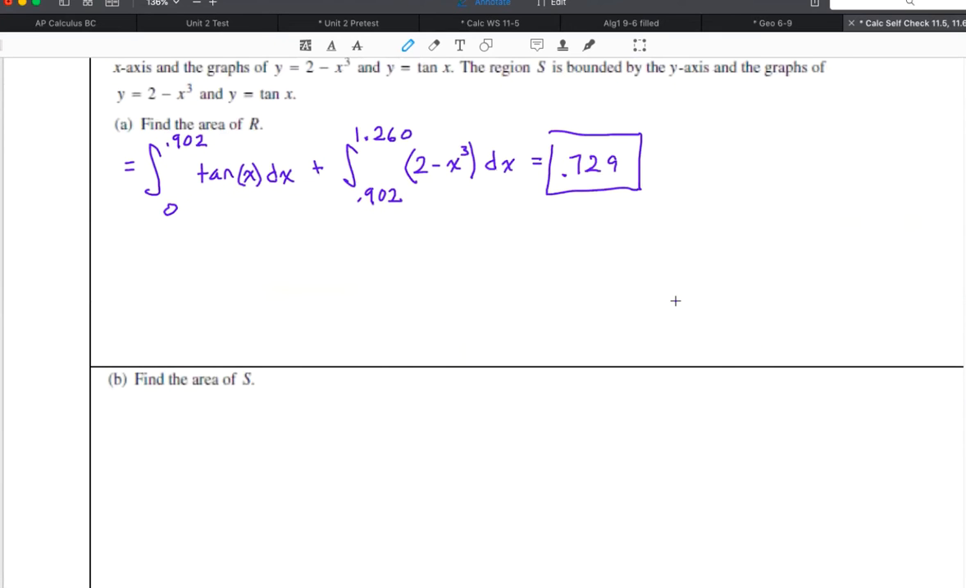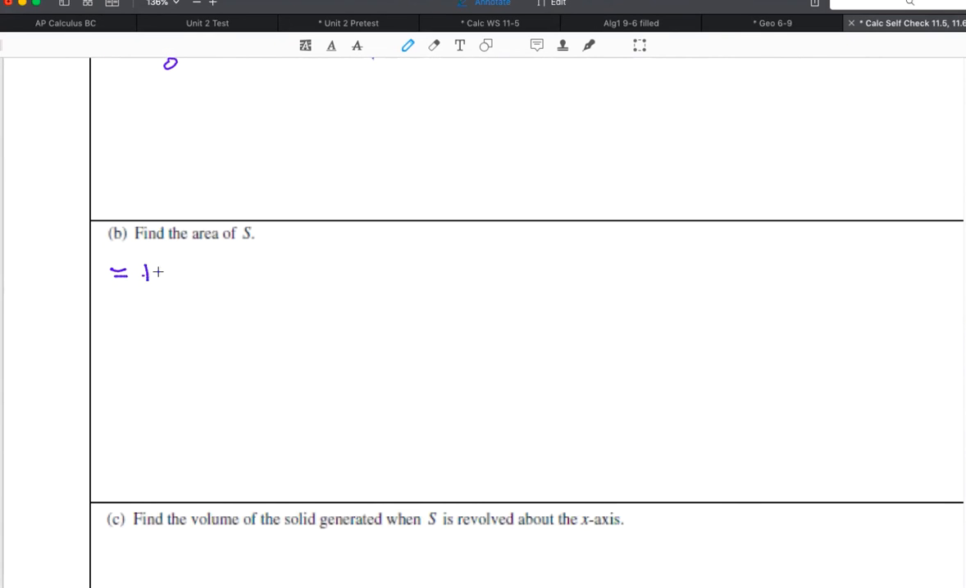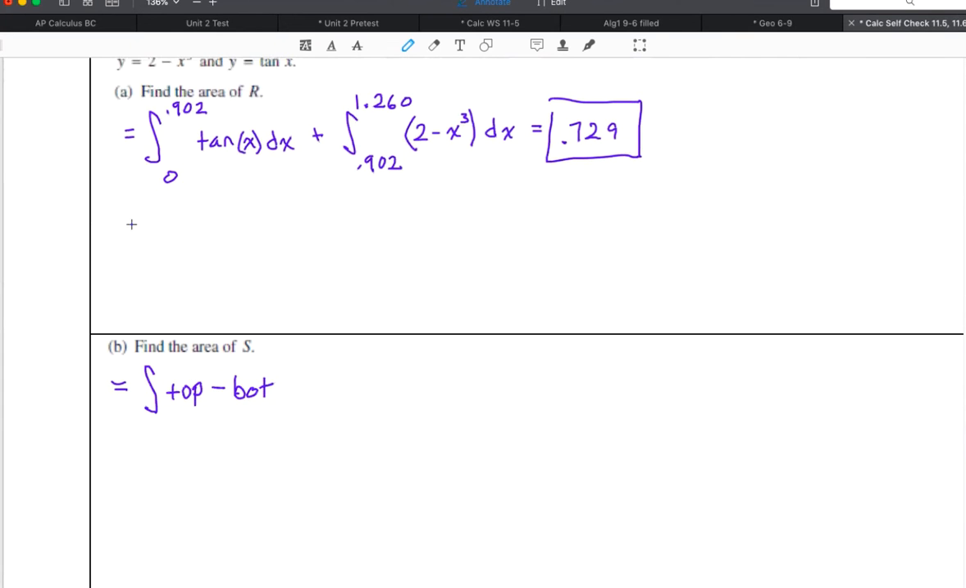Next, I need to find the area of S. S, I don't need to break apart. It's just the top minus the bottom. So I'll say this one is equal to the integral of top minus bottom. I guess the shortcut for this one was the integral of left plus the integral of the right.